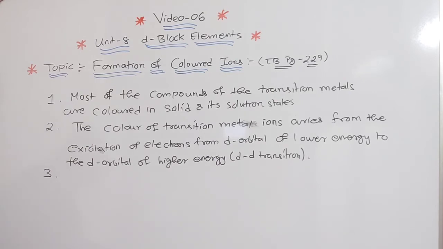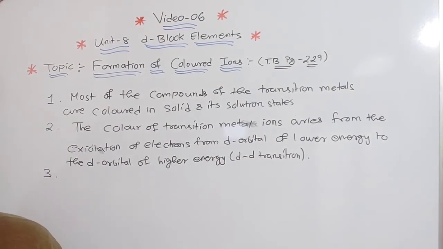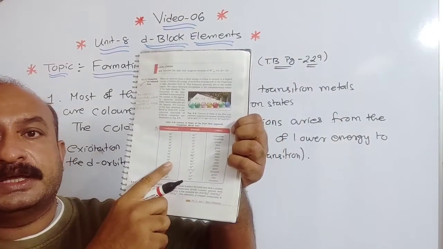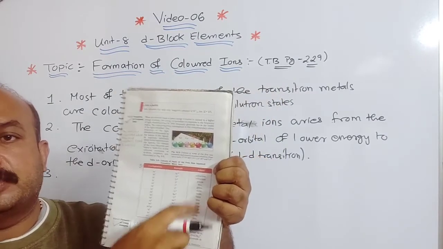It is therefore for this reason that transition metal ions exhibit complementary colors. The color and the outer electronic configuration of certain ions, you can see in your textbook, it is given on page number 2 to 9. These are the tables.